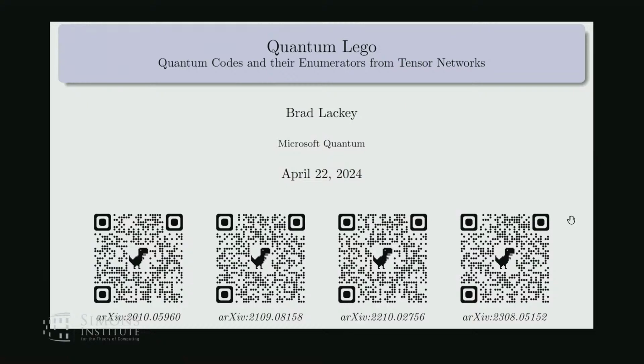Okay, maybe let's slowly get started while people are finding their seats. Yeah, so welcome to the last session of today. So we're very happy to have Brad Lackey speaking about quantum Lego. Yeah, so please take it away.